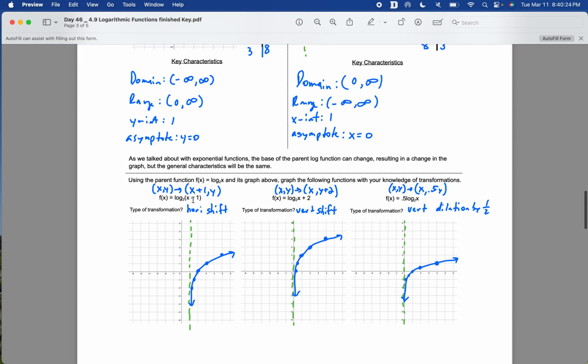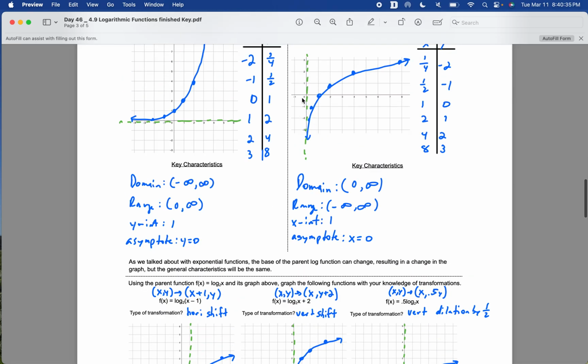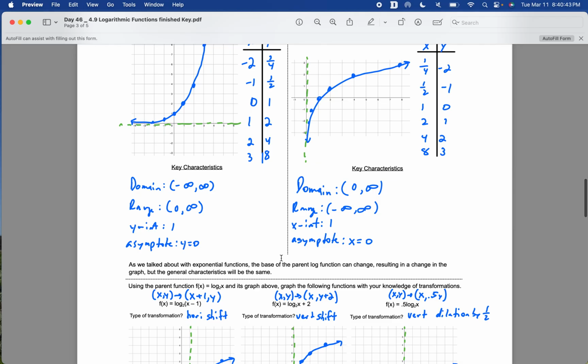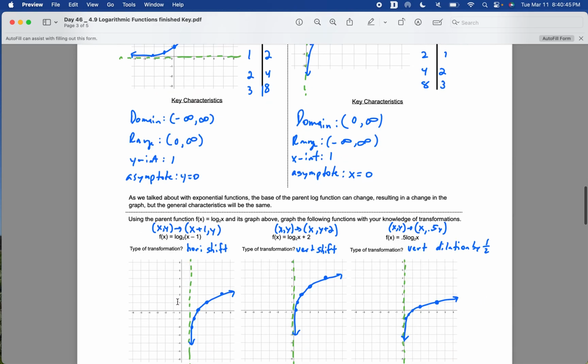All right, so in this case, we have log base 2 of x minus 1. So that's minus 1 inside the function, making that a horizontal shift. So I'm shifting everything right 1. Okay, even the asymptote. So because this is vertical, if I'm shifting all the points right 1, I also have to shift the asymptote right 1. All right, so all these points, I'm adding 1 to the x's to give me this graph right here.